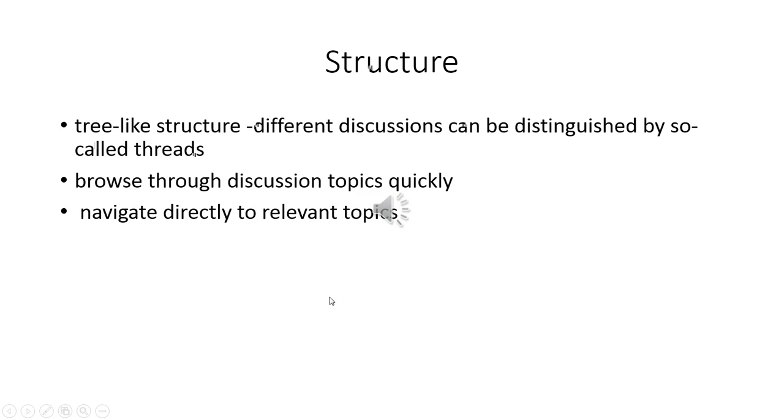So what's the structure of a discussion forum? Basically, it can be like a tree-like structure in which different discussions can be distinguished by threads, or it can be like discussion topics that you can then browse through, and you can navigate directly to relevant topics within the discussion forum.